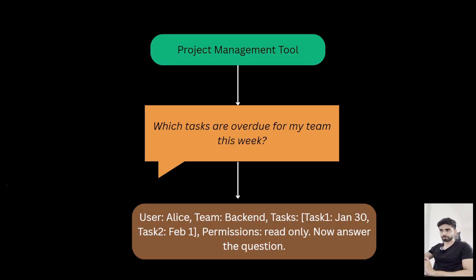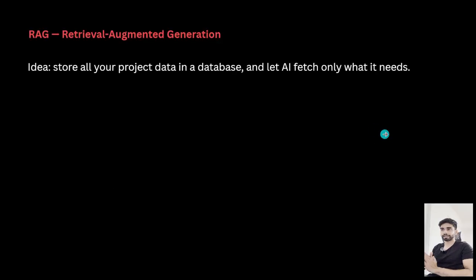But as the app grows, every feature has its own prompt, right? If the task rules or the permissions change, you have to update all the prompts manually. A small mistake means the AI gives inconsistent answers.